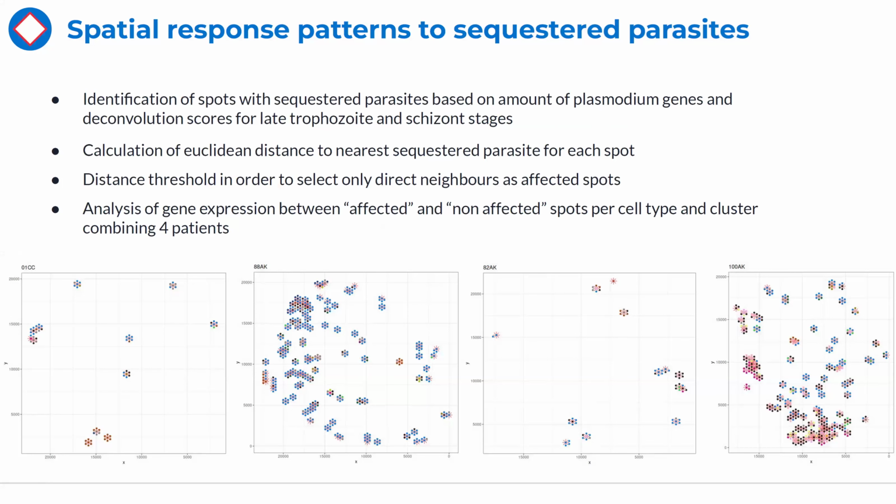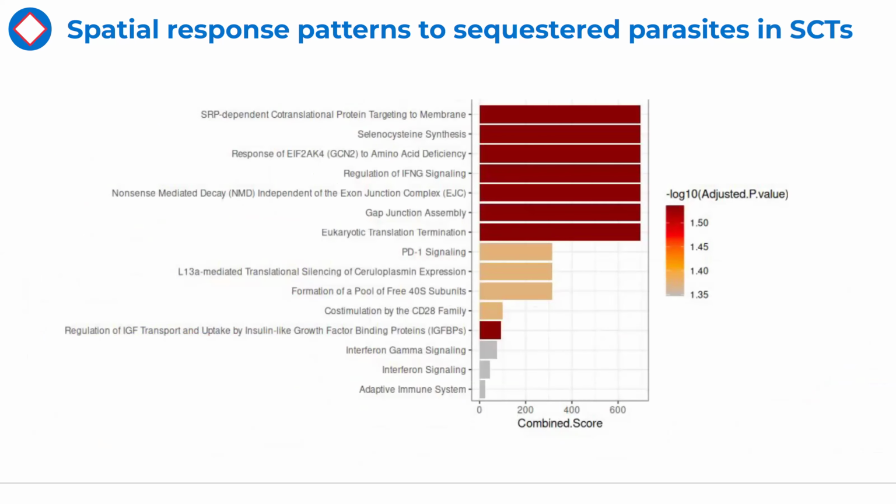But what we wanted to see then is what happens in the spots around the parasite. So we calculated the Euclidean distance towards these loci, and then grouped the spots into affected and non-affected. The spots that you see here are the affected ones. So here we have the sequestered parasite, and around it, the direct neighbors are what we call affected.